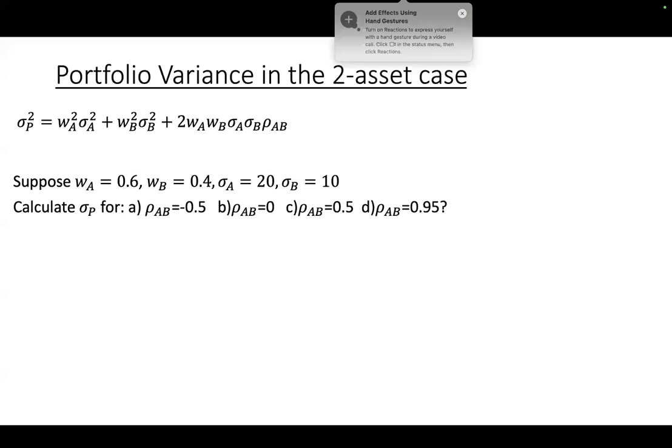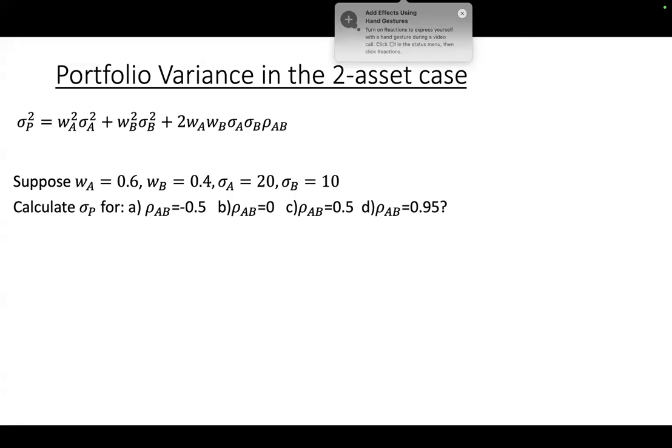And then there is the correlation coefficient, rho AB. The correlation coefficient is always between -1 and +1. We show that with the Greek letter rho, yes? That's always between -1 and +1. Now, let's calculate the whole portfolio's standard deviation for four different cases: when the correlation is -0.5, when it's 0, when it's 0.5, when it's 0.95. All we have to do is put these numbers in the formula, nothing else.